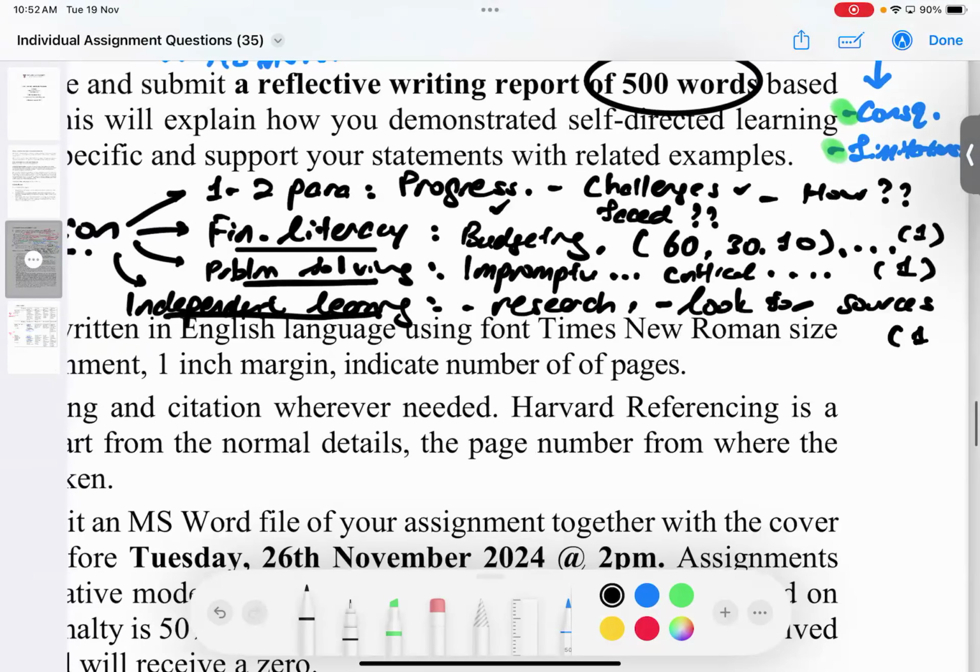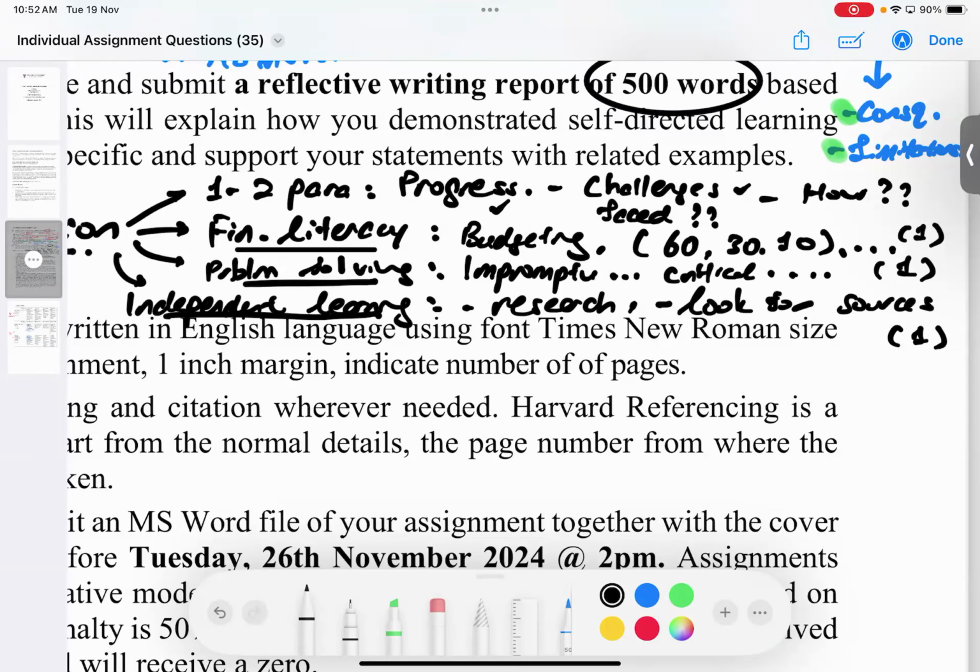So one paragraph on this. I must see at least one paragraph on independent learning. Financial literacy and problem solving are up to you. I don't want everyone to write the same thing for the reflection. Go and write something different. But at least one paragraph to talk about independent learning. You solve the problem by yourself. When you don't know how to find the answers, you go online and look for the answers.